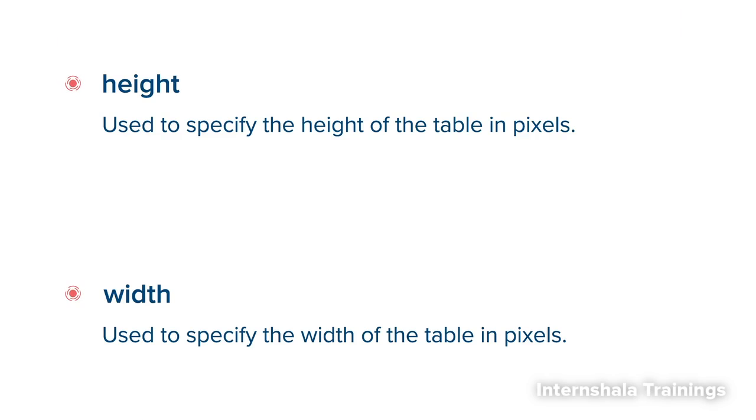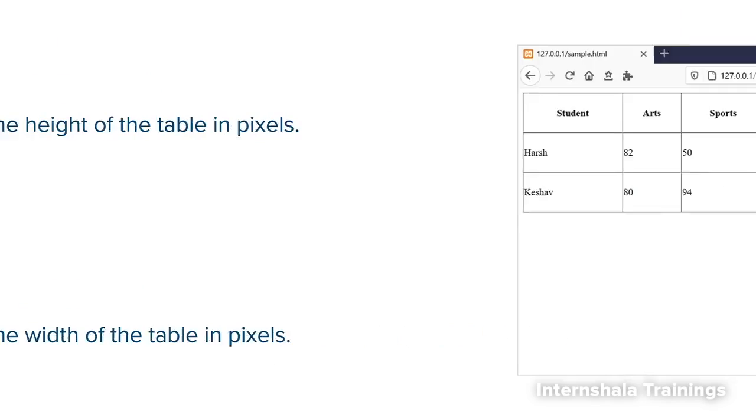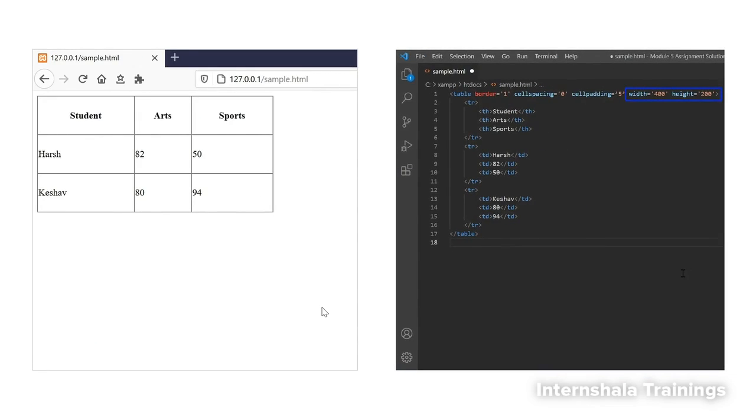Next, the table tag has height and width attributes, using which we can define the height and width of the table in pixels respectively. So, for understanding purposes, let us define the value of width and height as 400 and 200 pixels respectively. Here, you can see the noticeable change in the width and height of the table.